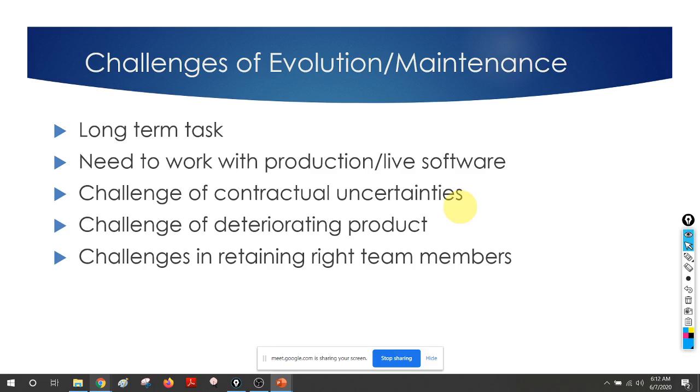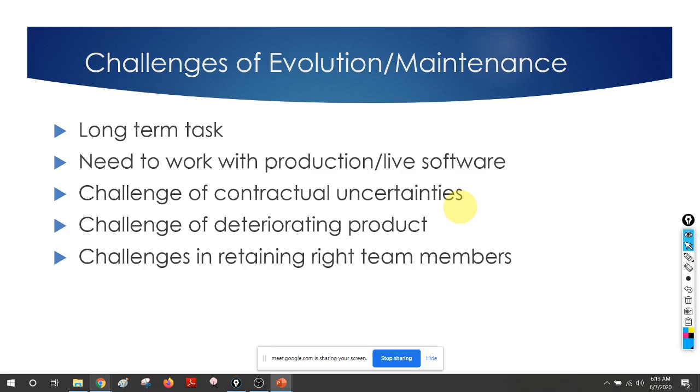And of course you are working with a deteriorating product. That is another thing. Don't think that as you keep on maintaining, it's going to get better and better. If you are just maintaining, it's okay, but when you make changes, most of those changes will be unplanned changes. So things are going to deteriorate as you keep on applying changes. That is another challenge. We have to tackle those deteriorations in the evolution stage.